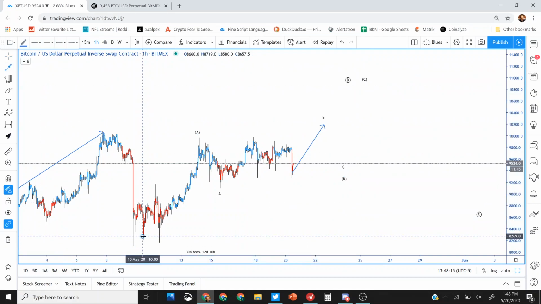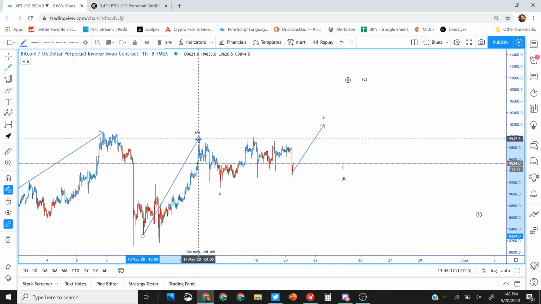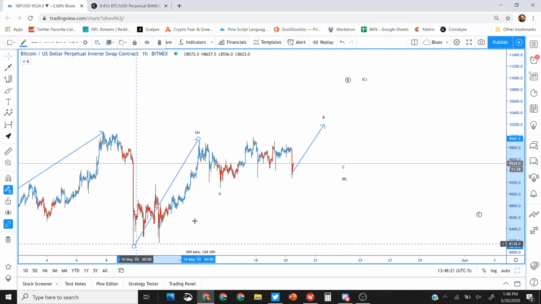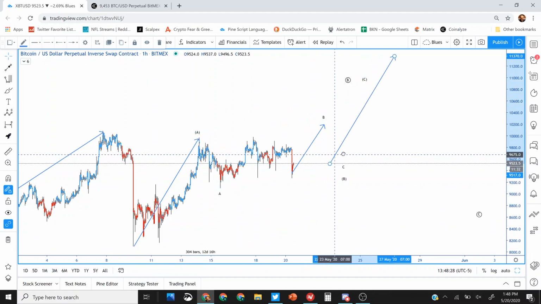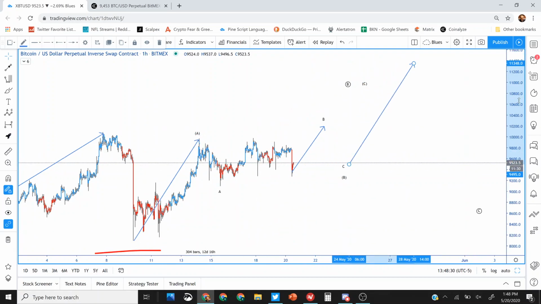I'm going to pull it from this pivot here. I probably shouldn't. Let's pull it from here. Since this low broke that, I'm going to go ahead and pull it from there. So we could see a move up like that.